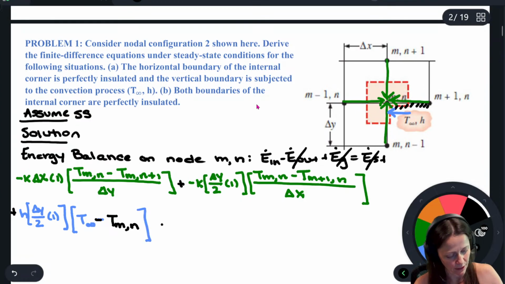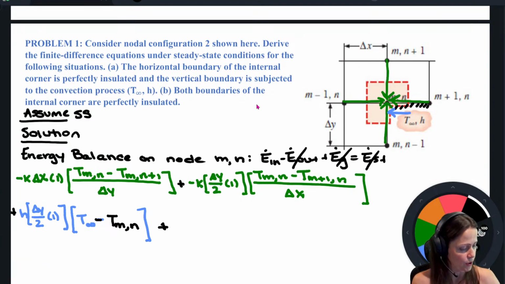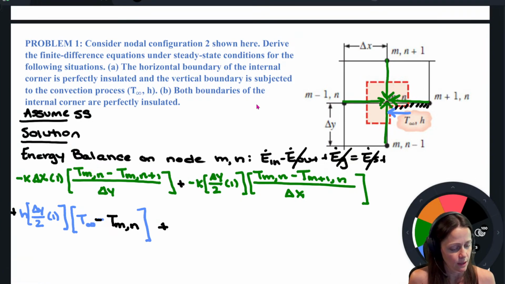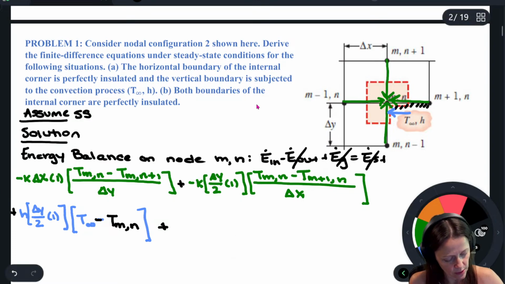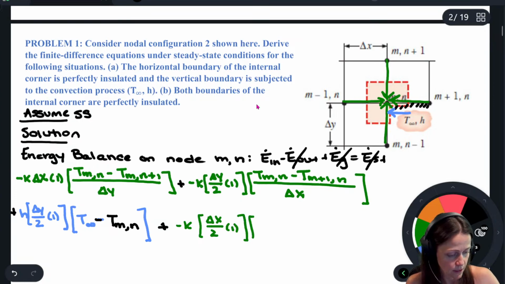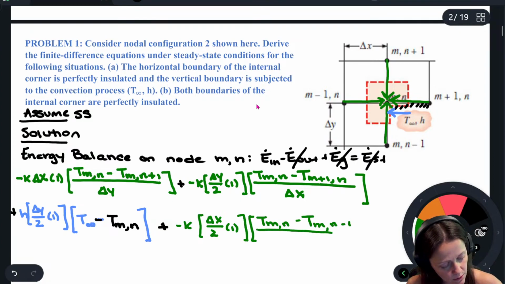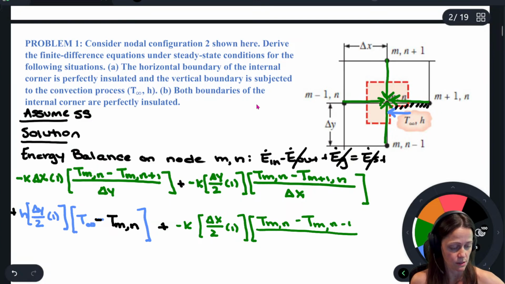I don't know why I've all of a sudden changed to black there, but there you go. And then I've got 2 more vectors, one at 6 o'clock and one at 9 o'clock, and then we'll be done with that. So the one coming in from 6 o'clock is just going to be negative k, and it's a half area again. So it is delta x over 2 times 1, and then this is T m n minus T m n minus 1 over the distance, which is just delta y.